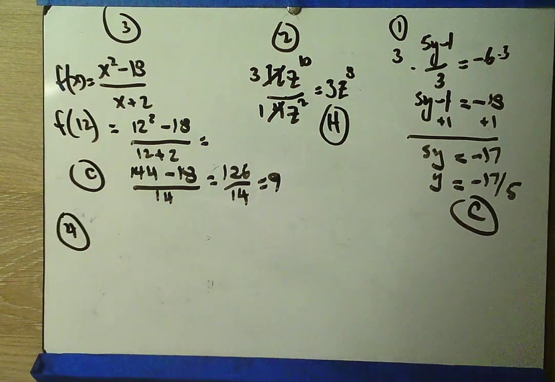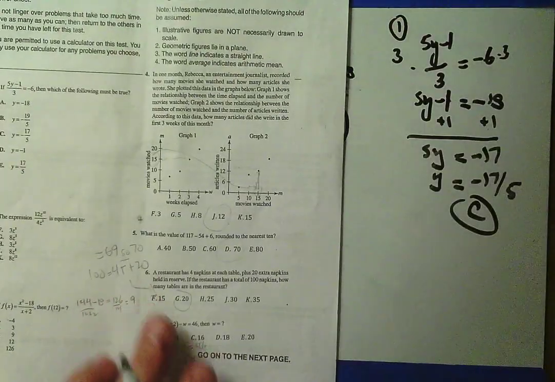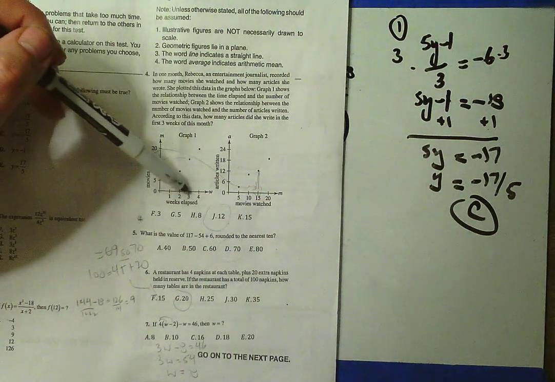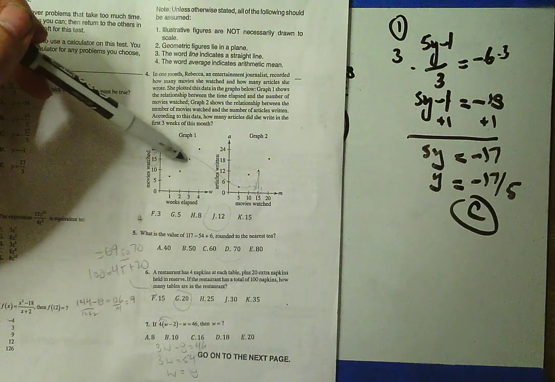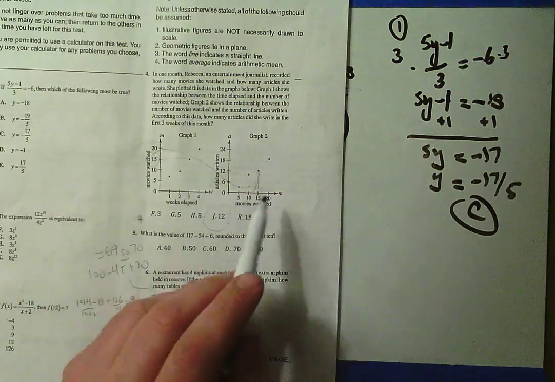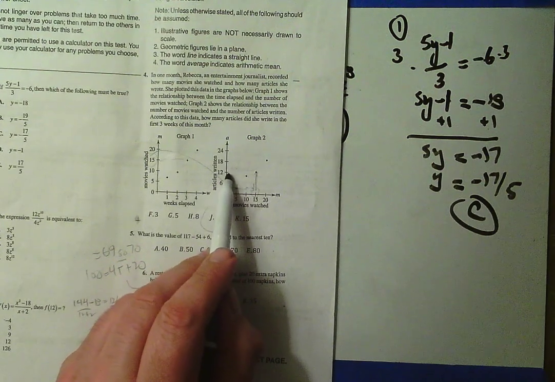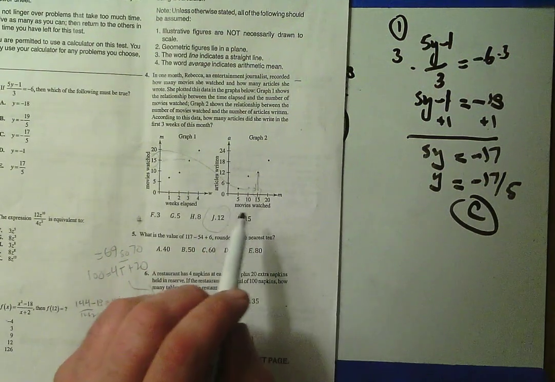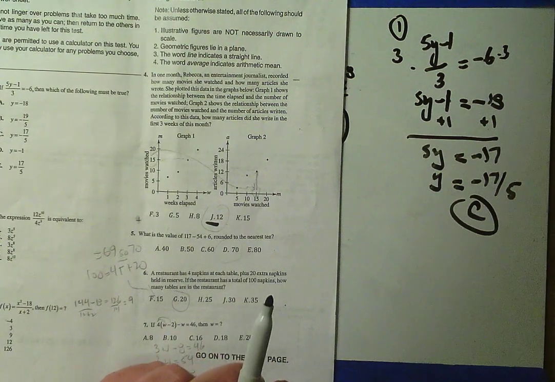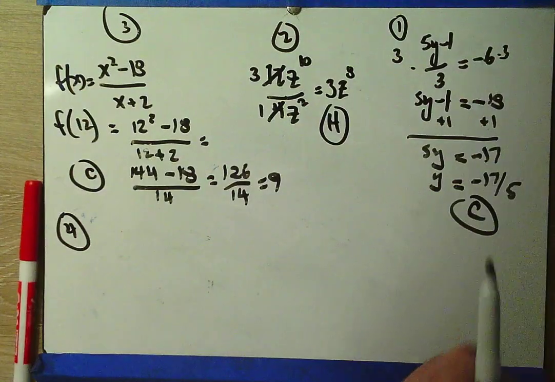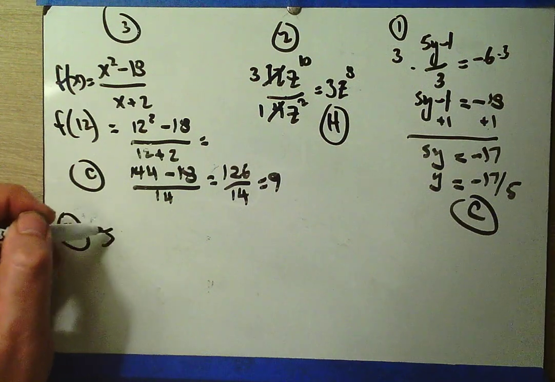4. Okay, so we need to see the picture here because this is a composition problem. It says, how many articles did she write in the first 3 weeks of the month? Well, 3 weeks elapsed, and we read up to that dot, which goes over to 15 movies watched. So then we move to the next graph, and we start with 15 movies watched, and we go up to that dot, and we see 12 articles written. So J is our answer for that one. Okay? J.